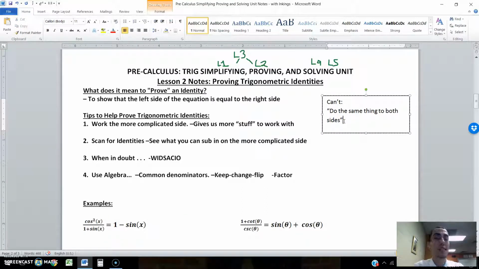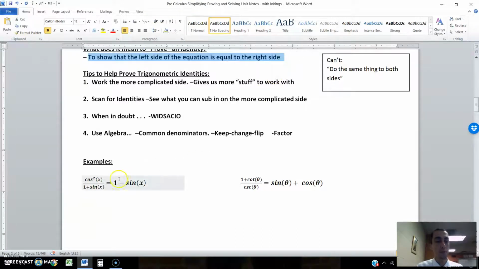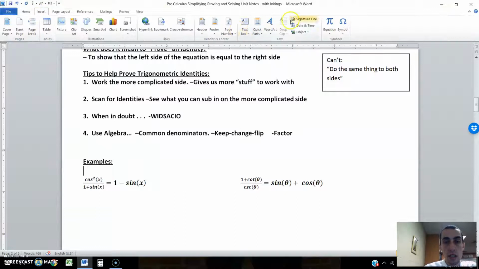One of my tips is going to be that we just take one side of these equations and just work with that the whole time. Don't even touch the other side. We want to prove ultimately that one of these sides is equal to the other side. For instance, let's take this first example.